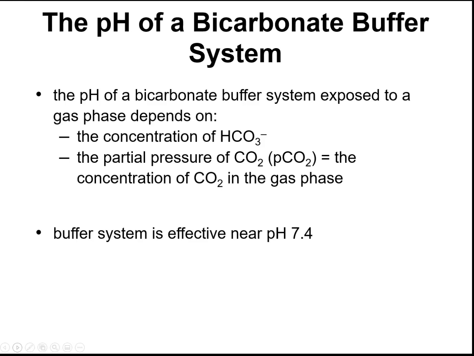The pH of the bicarbonate buffer system exposed to a gas phase depends on the concentration of bicarbonate and the partial pressure of carbon dioxide, which is the concentration of the carbon dioxide in the gas phase. Okay. Partial pressure, that might ring a bell from talking about gas laws and things like that in general chemistry. But those are the things that help govern the pH of that system. And thankfully, that system is effective around 7.4, which is what our blood needs to be at.